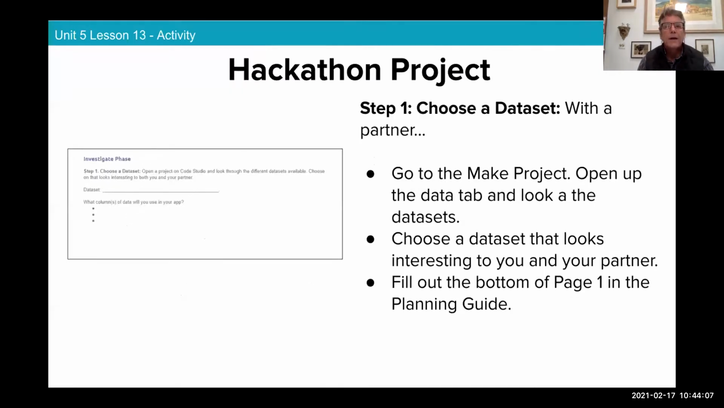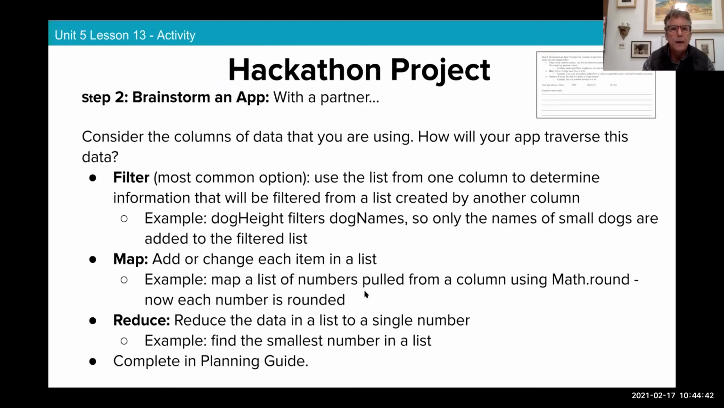Okay, so the hackathon project, part 1, you're going to choose a data set with your partner. Go to the Make project. Open up the data tab and look at the data sets, okay? Choose a data set that looks interesting to you and your partner. Maybe these will be art collections. Maybe it's migratory birds. I don't know what's in your data sets. Fill out the bottom of page 1 in the planning guide, the investigate phase, okay? You're gonna do 5 steps today.